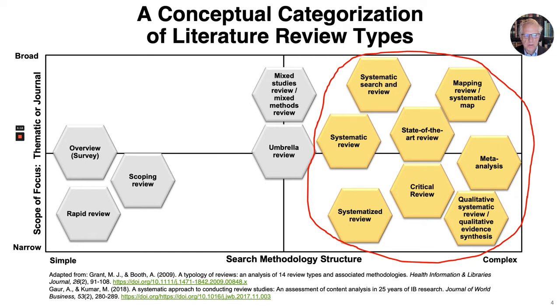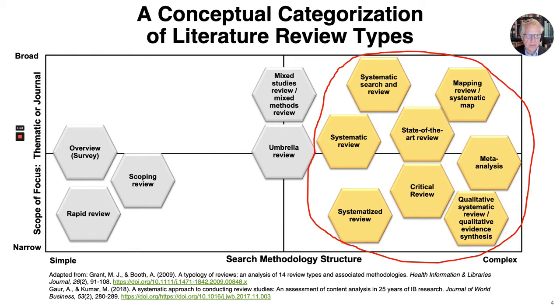So let's talk real briefly about some of those, and they do vary a lot within the categories, so this is just suggestive categorization. If we look at the systematized review and the systematic review, a systematized review often has, in terms of what Grant and Booth described, a much narrower focus, typically fewer journals, fewer topics, but it's very systematic in its approach to search.